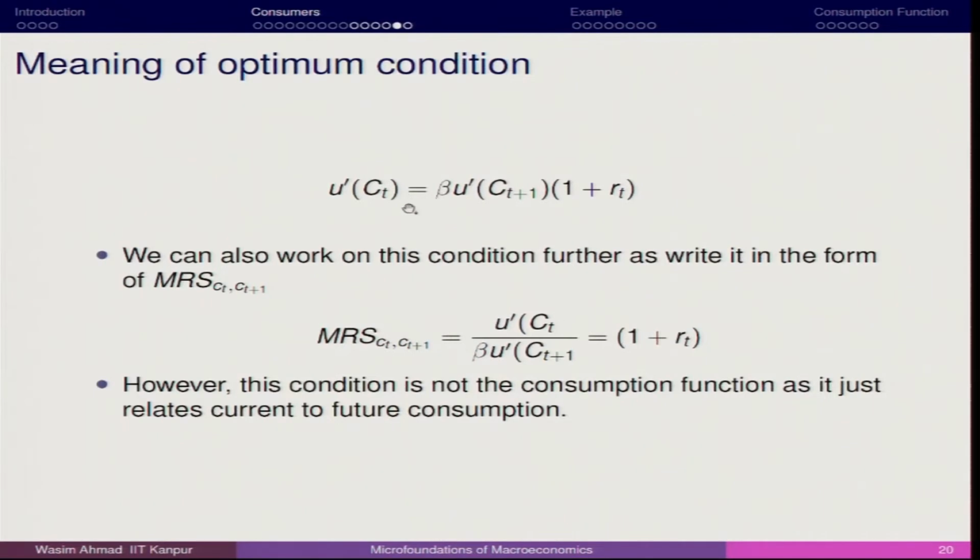The marginal utility of current consumption is the ratio of beta times the marginal utility of future consumption, with brackets here, and this is equivalent to 1 plus r. This means that the ratio of current to future consumption depends on, or is equivalent to, the future interest earnings that you have, the reward that you are going to get.